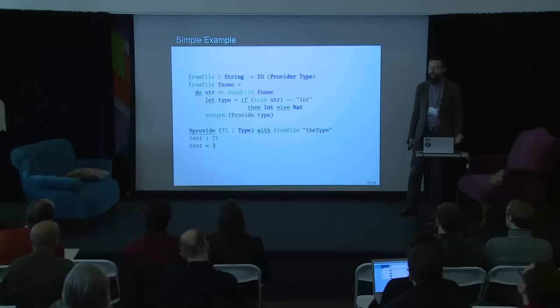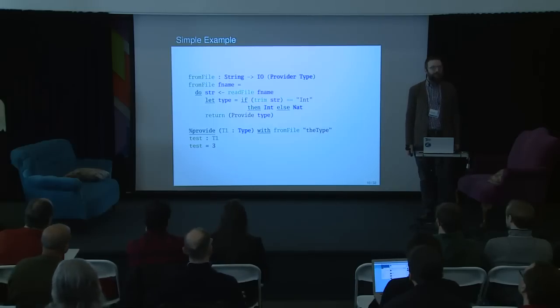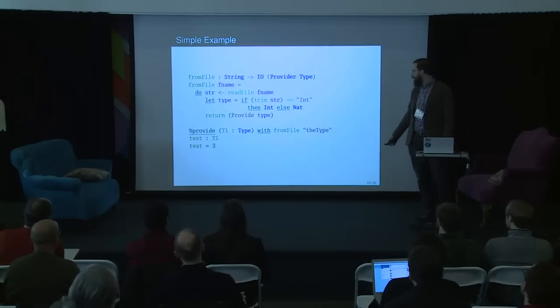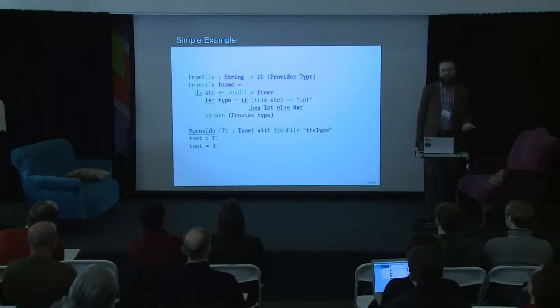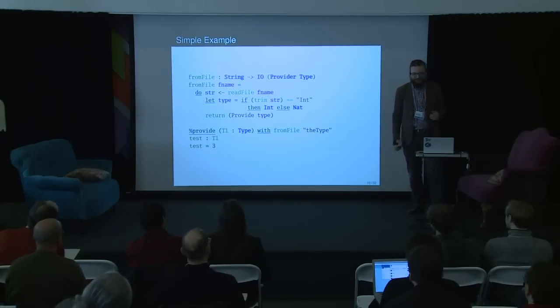So I say provide the type T1. T1 is the name that I'm giving to the provided type, and it's going to be a type. We may want to provide other things later. And then we give it the term, which has to have IO of provider of whatever the type is that we've given for the definition that we're providing, in this case type. And then we can say, test is a T1, and it's equal to 3. And 3 here is valid syntax for both an int and a nat, so I'm cheating a little bit.